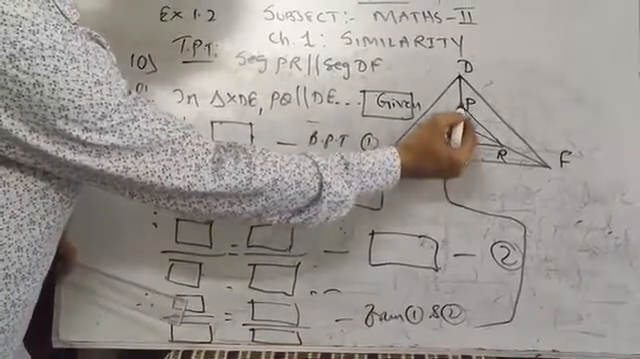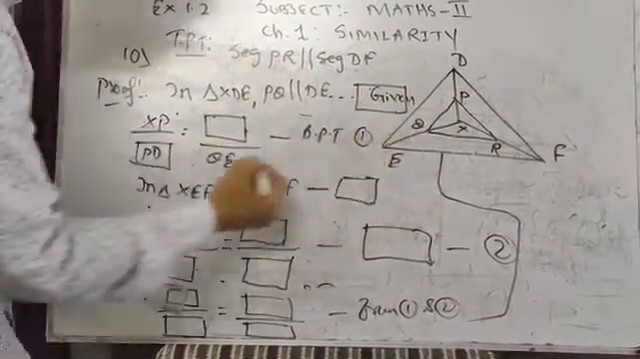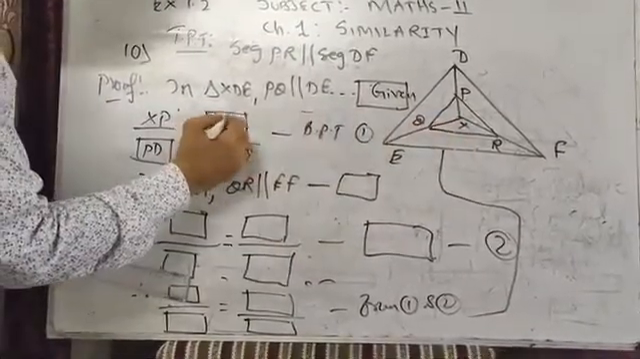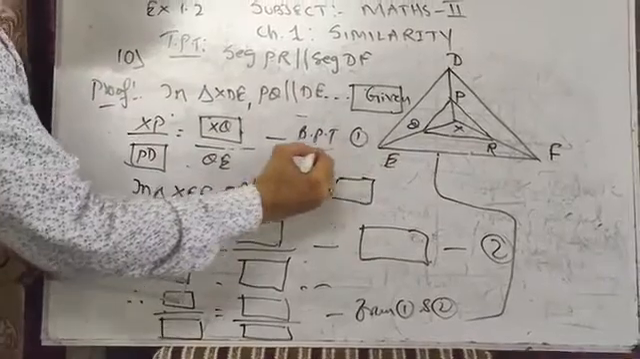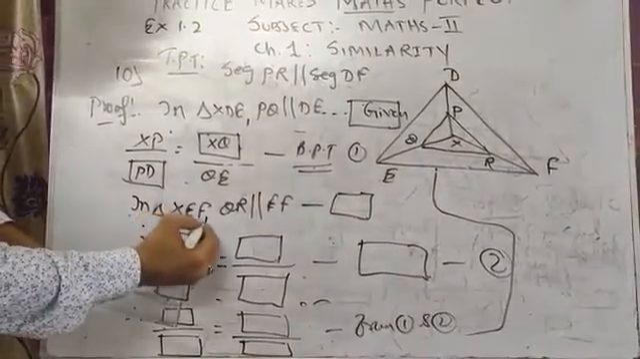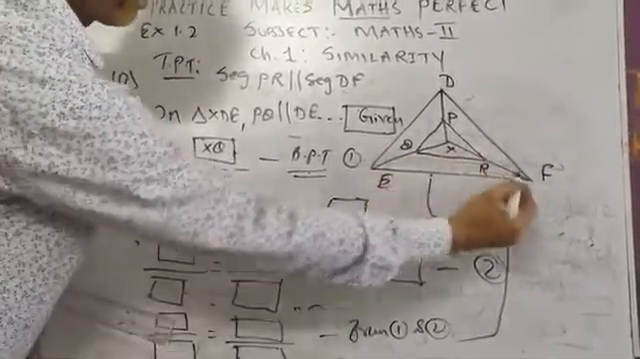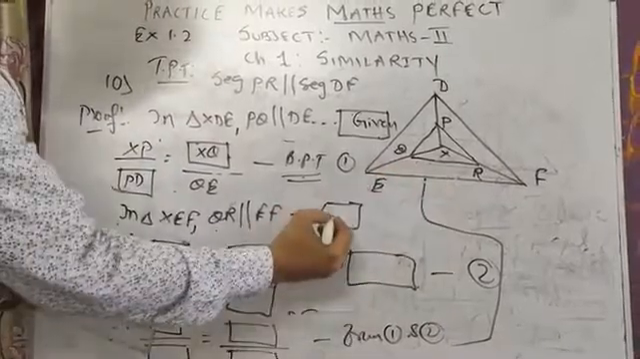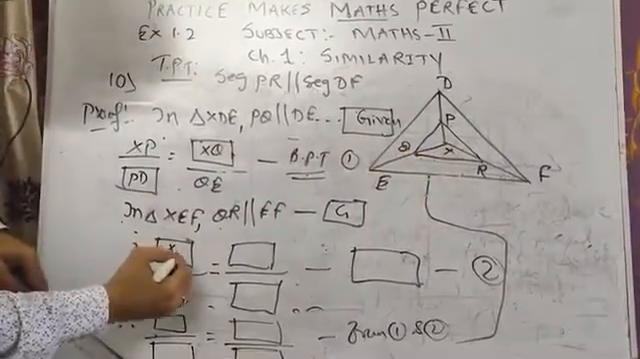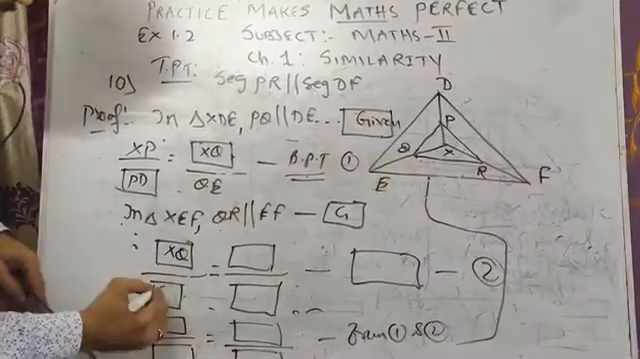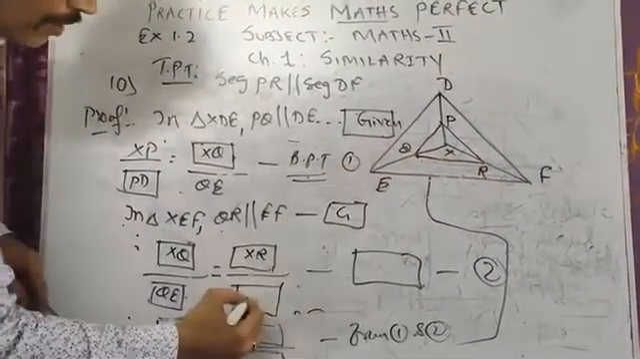So XP upon PD is equal to XQ upon QE. BPT. We will take the help of BPT. Now second, in triangle XEF, QR is parallel to EF. These two are parallel. This is given. Again we will take the help of BPT. So XQ upon QE is equal to XR upon RF.